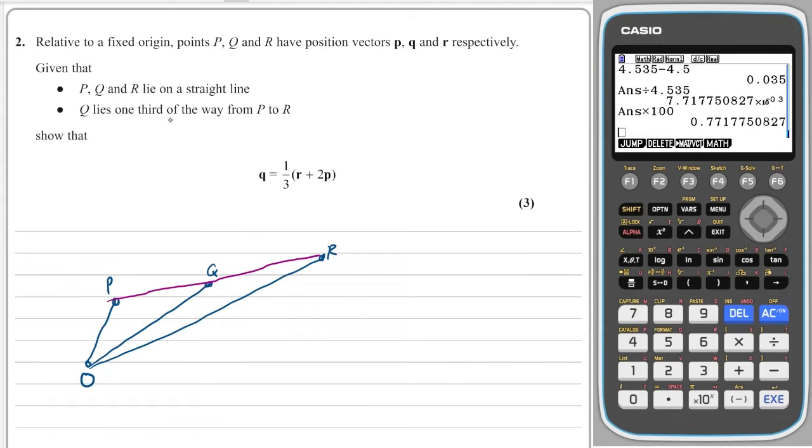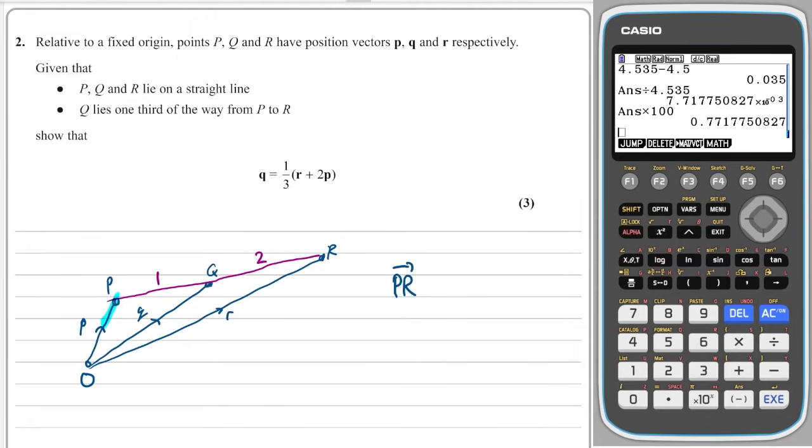Q is 1/3 of the way from P to R, so I could call this one segment, and this would be two segments, which will make the total 3, and P to Q is 1 out of 3, so 1/3 of the way along. So this is little p going in that direction, this is little q, and this is little r. Okay, so how can we find an expression for little q? First off, we could find an expression for P to R. That's going to be very helpful, not including Q.